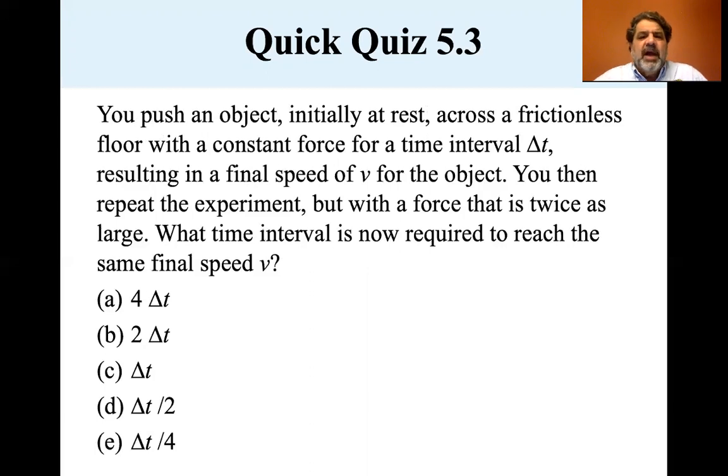You push an object initially at rest across a frictionless floor with a constant force for a time interval delta t, resulting in a final speed of v for the object. You then repeat the experiment, but with a force that is twice as large. What time interval is now required to reach the same final speed v? Okay, and let's just give the answer. It's delta t over 2, because you're applying more force. You only have to apply it for a short period of time to get the same final speed.